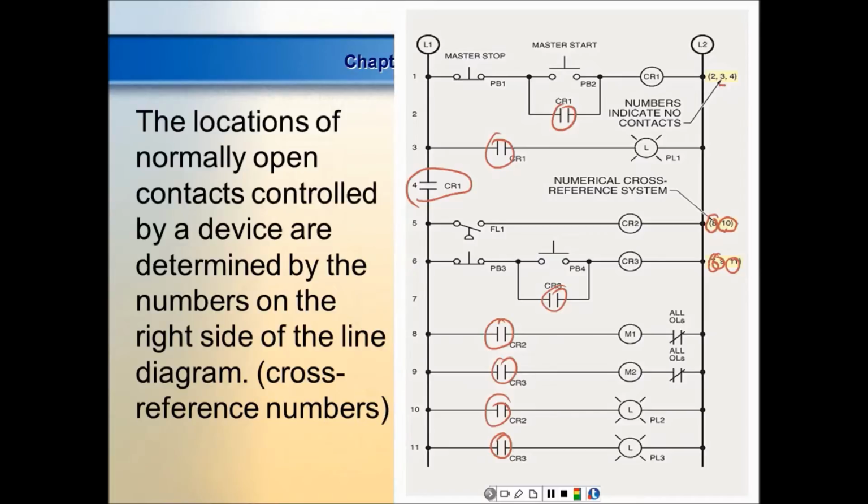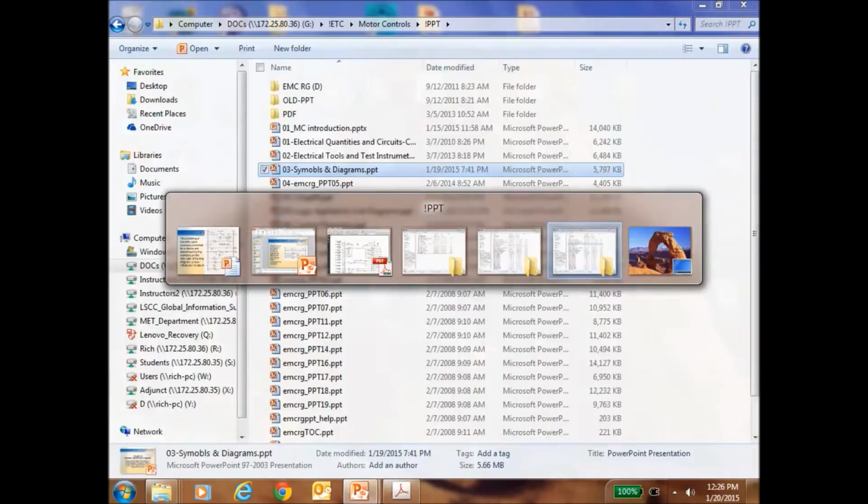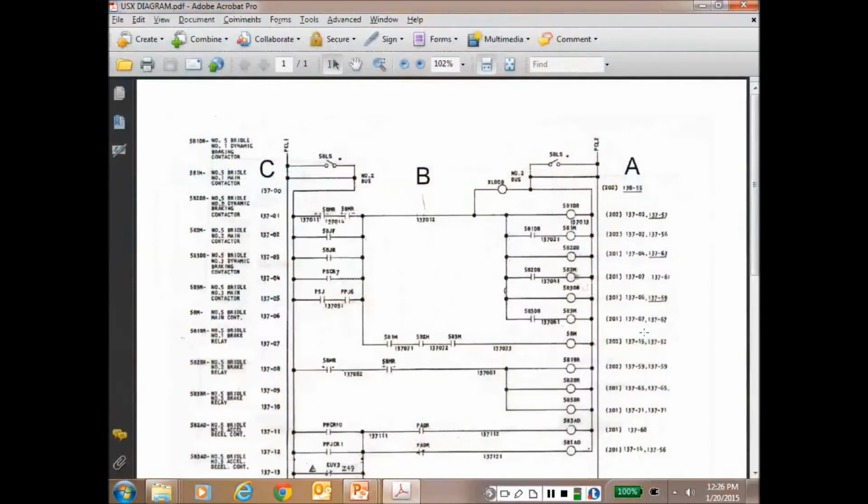So I go back here and look at my US Steel print. Even though it's a lot more complicated, there are my line numbers right there. So I know that this relay right here, 5B1DB, has a contact in line number 137-2. I come over here and look at 137-2, start following it over. Now, I didn't see it right there, so I'm going to move over here, and there it is right there. 5B1DB right there. That's the contact that belongs to that relay.